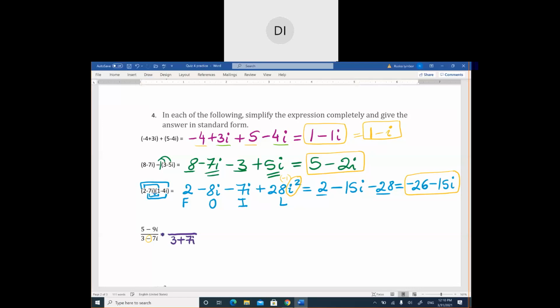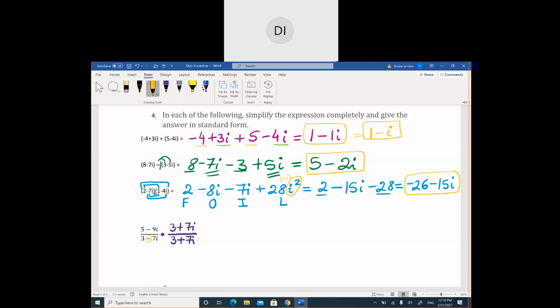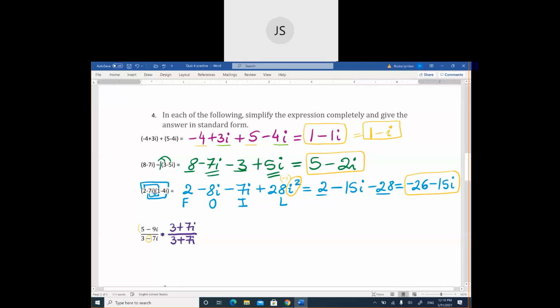And I have to multiply up and down by 3 plus 7i, because I don't change the fraction. Don't change the 3 to negative? No. You're not changing that. You're just changing the sign between them, the sign of the imaginary component only. That was a good question. Everybody understand we're changing only the sign of the imaginary component. The real component stays the same.